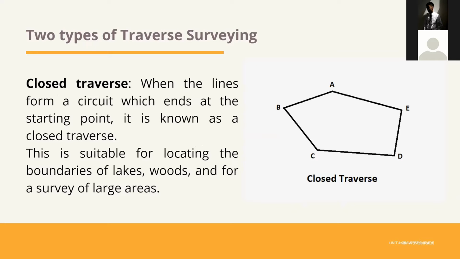Then the second type is a closed traverse. It is known as a closed traverse when the lines form a circuit that ends and starts at the same point. This is suitable for locating the boundaries of lakes, woods, and for a survey of large areas.